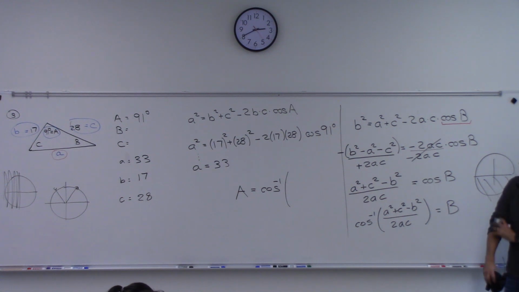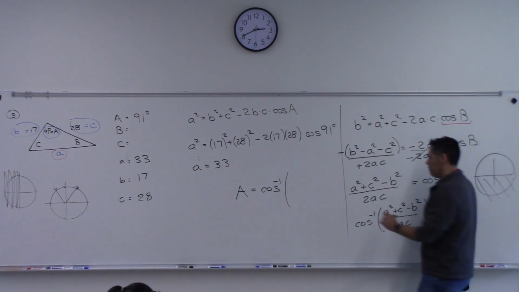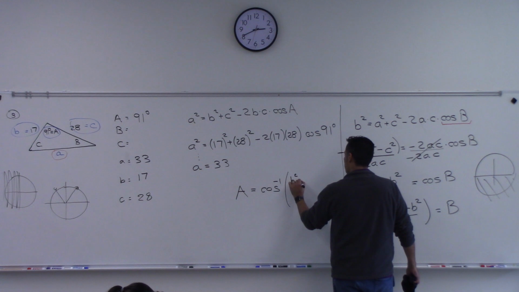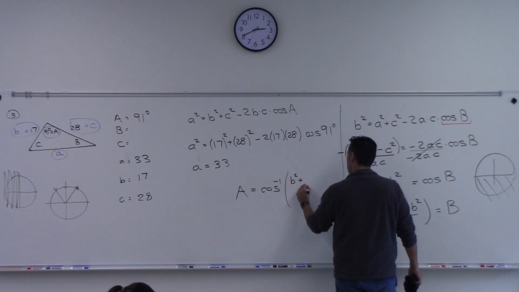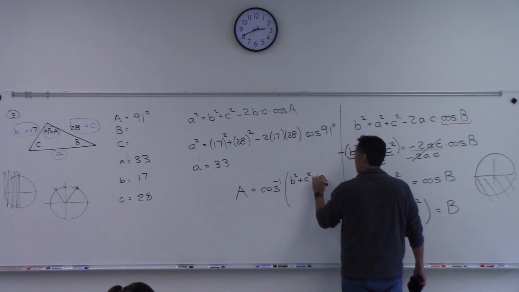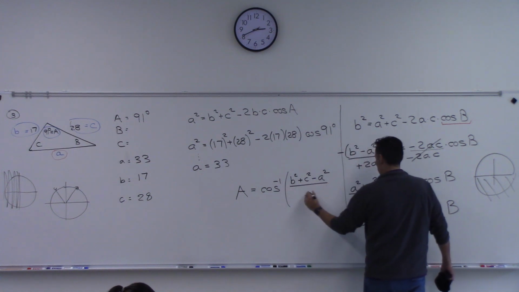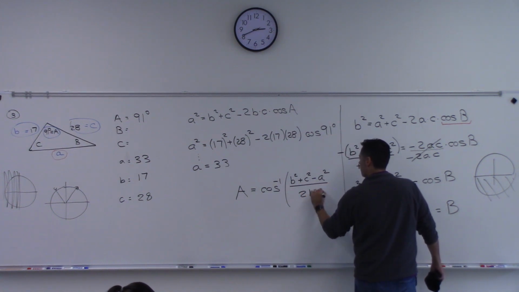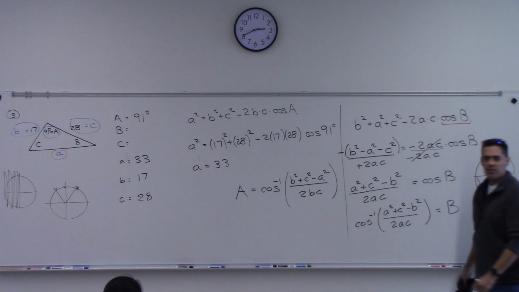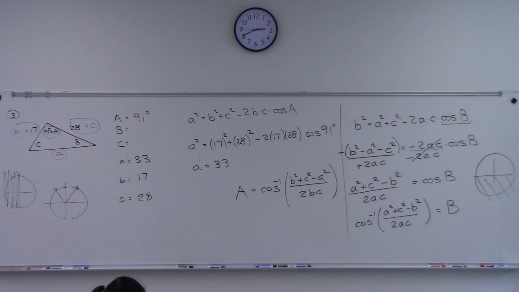So A was cosine inverse, which is B squared plus C squared minus A squared over 2 times B times C. B squared plus, what did you say? C squared, C squared minus A squared over 2BC. There you go. That's the formula for A, capital A.